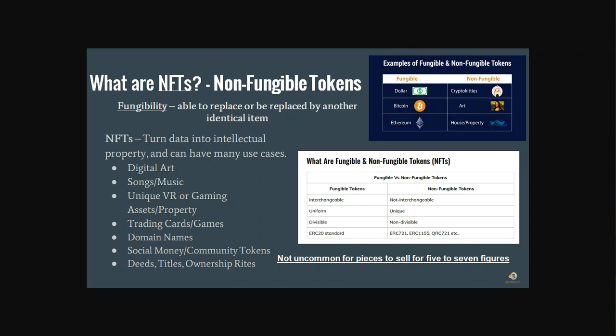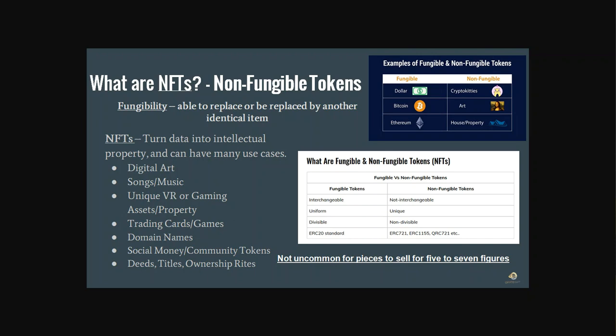But then you have things that are non-fungible, like CryptoKitties, one of the first types of non-fungible tokens created in the crypto space. Art like the Mona Lisa, a house. Houses. They're all types of non-fungible assets. But what does that mean in the crypto space?